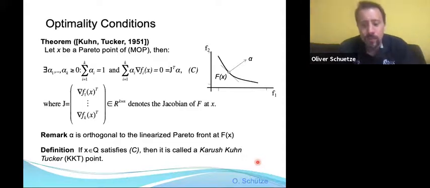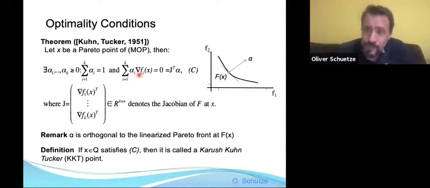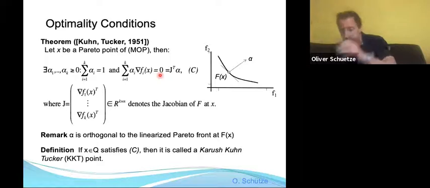It's not that important, but one or two things are important. If X is Pareto optimal, then the necessary condition is the following. There exists an alpha such that alpha is a convex weight. That means that all the alphas are non-negative, and that the alphas sum to 1. And the weighted sum of the gradients of the objectives is 0. So the zero vector can be expressed as a convex combination of the gradients.